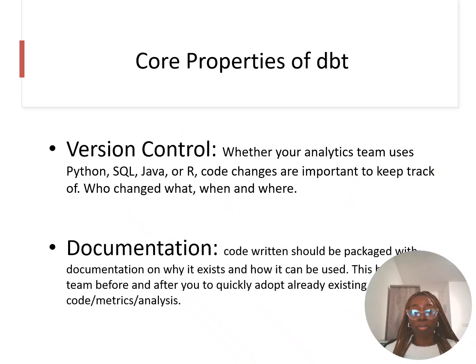Now, core principles of DBT, we have version control, which I mentioned. So with DBT, you're able to track who did what, when did they do it, when the changes were made, and it's just really important to keep track of these changes. And then documentation, which I mentioned earlier, DBT comes with, you can basically do dbt docs serve, and then this can give a clear documentation of your project.